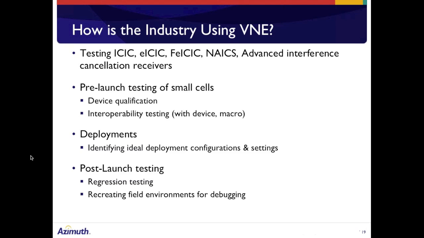And then the last use case is post-launch testing. Now, post-launch testing can be two things. One is regression testing. What that means is if I'm an operator, or let's say I'm a small cell vendor, I get a new build from my chipset vendor, you want to make sure that when you went from build A to build B, nothing broke, because you want to do all this testing in the lab. The worst thing you could do is take a new build, deploy it in the field, and find that the whole network goes down. So people use it for regression testing.